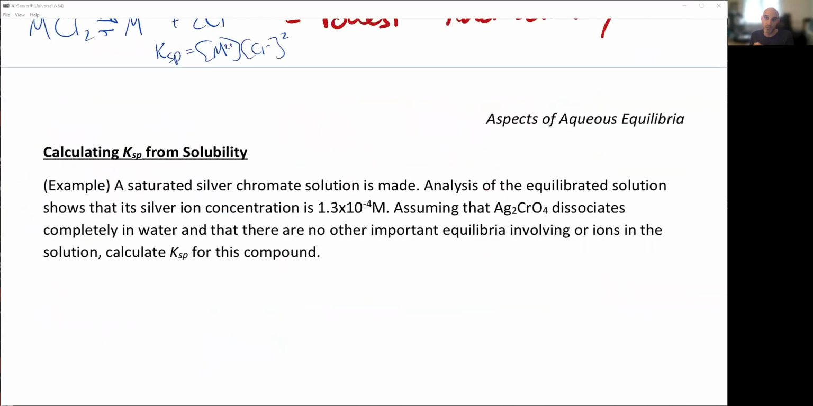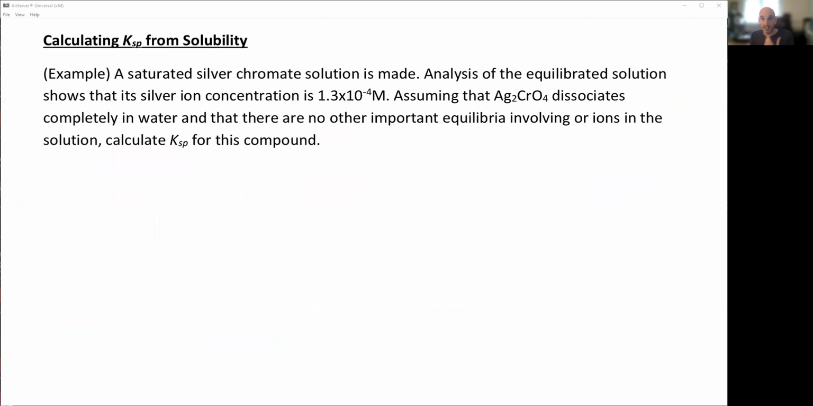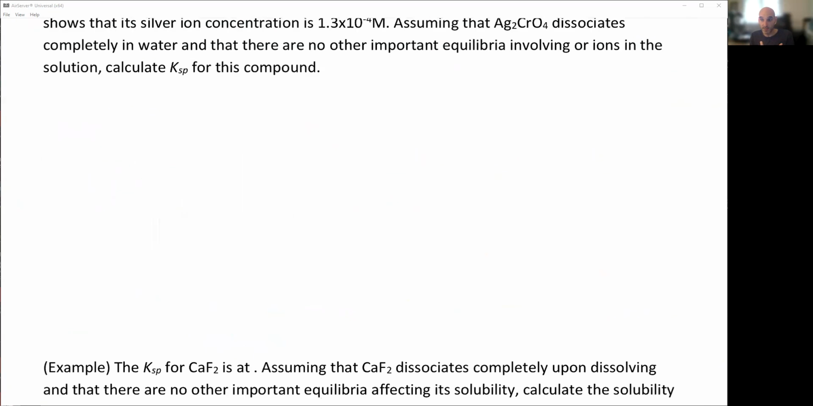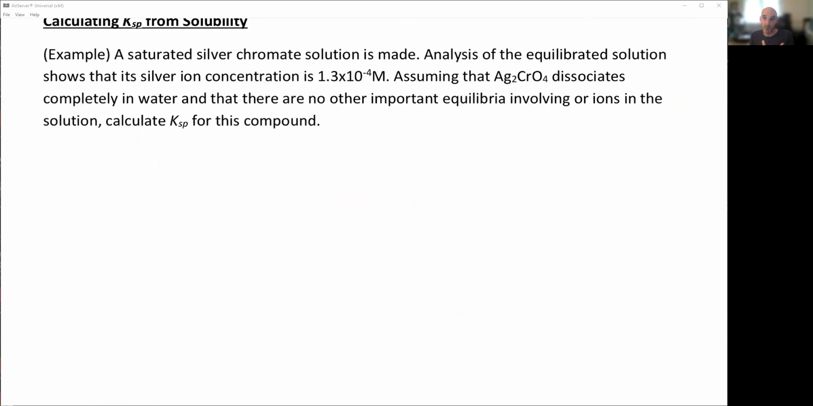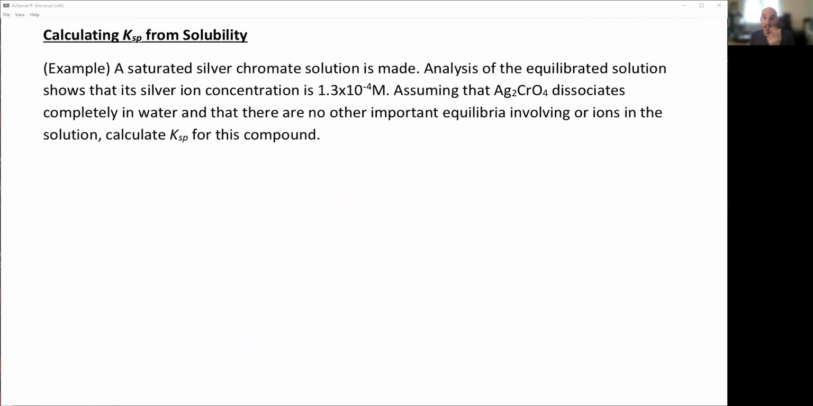So again, we can do two types of calculations here. Calculate Ksp from solubility, or I can give you Ksp and you can solve for the solubility. Calculating Ksp from solubility, let's take a look at this. For a saturated solution of silver chromate, calculate the Ksp for this compound. First thing I need to do is write out the equilibrium expression, because that's always what we do with equilibrium.